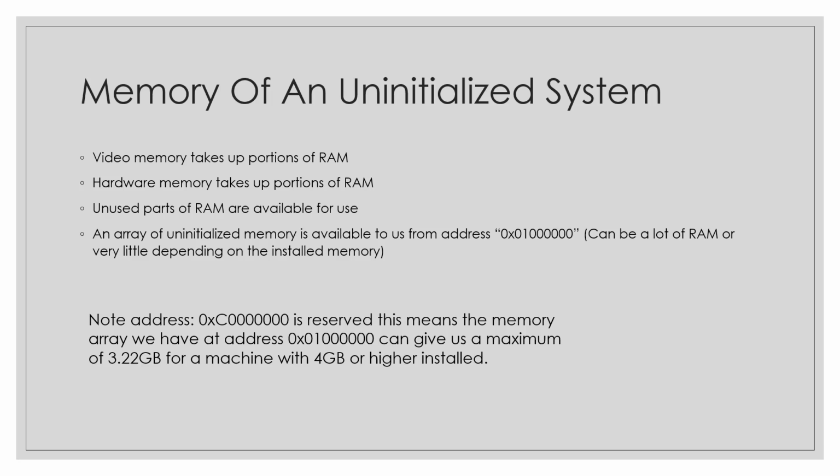So when you boot up your system, the memory is in an uninitialized state. Your BIOS will start initializing certain pieces of memory and so on. You end up with video memory that takes up portions of RAM, hardware memory that takes up portions of RAM, and unused parts of RAM that are available for us to use. So for example, there is an array of uninitialized memory available to us from this address here. This can be a lot of memory available to us or very little, depending on how much installed RAM we have. You should note that this address here is reserved. This means the memory array we have at this address can give us a maximum of 3.22 gigabytes for a machine with 4 gigabytes or higher installed. Attempting to use more memory than this could be problematic.